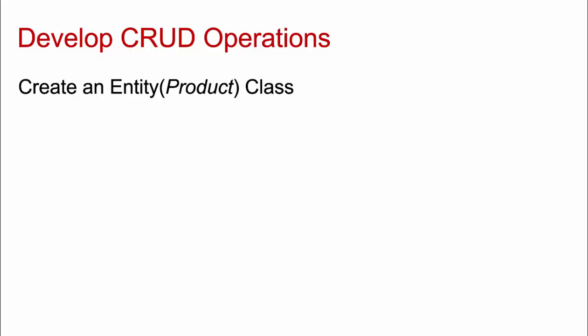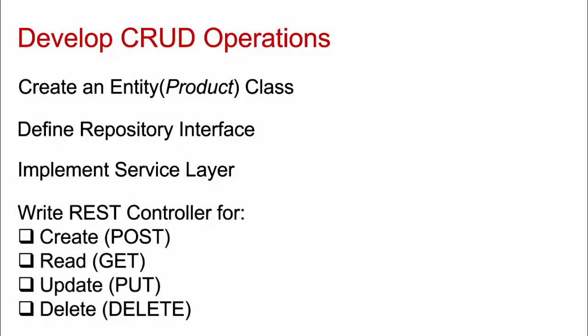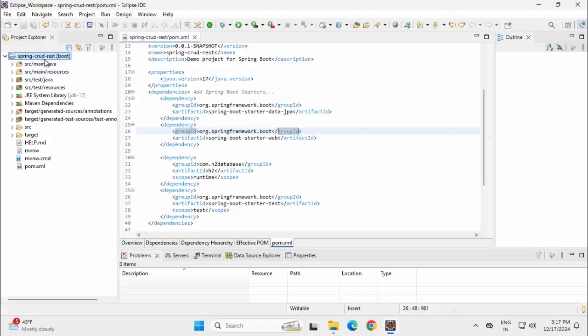The next tasks would be development of the CRUD operations. For this, first I'll create one entity class named Product, then the associated repository interface would be created. After the repository, the service layer, the ProductService class, should be created. Finally, a REST controller would be created where it would be using the service layer for these CRUD operations, whether it is create, read, update, delete. And for all these four operations, different REST types would be used: post, get, put, and delete. Let me quickly create the package and the basic classes.